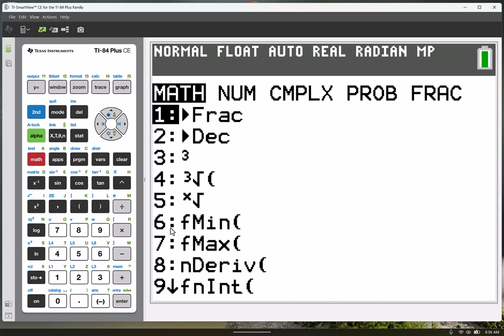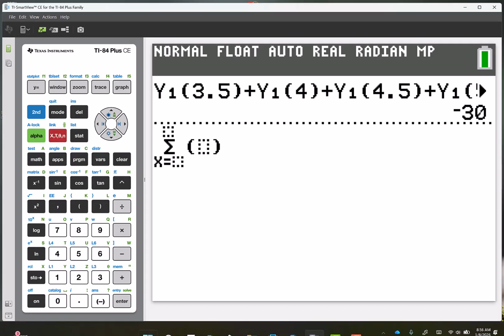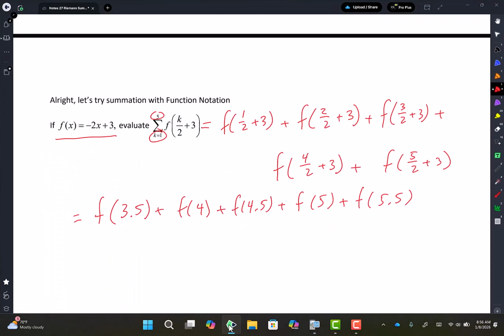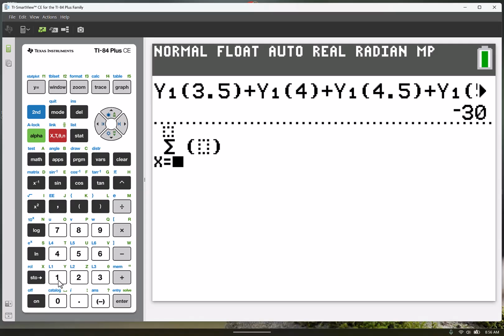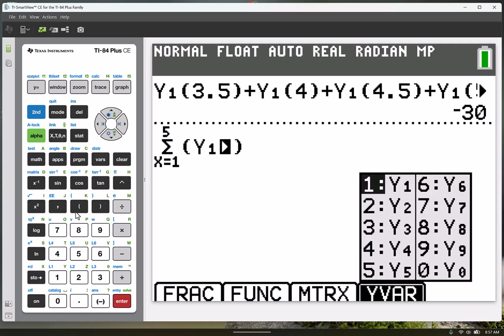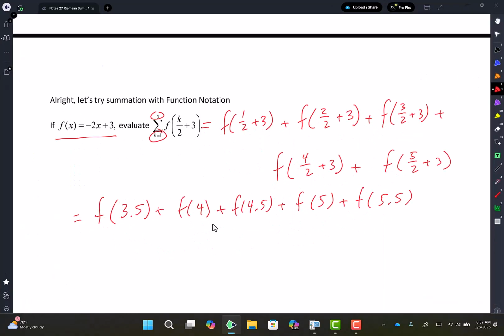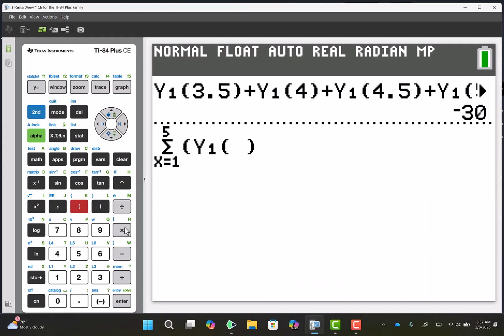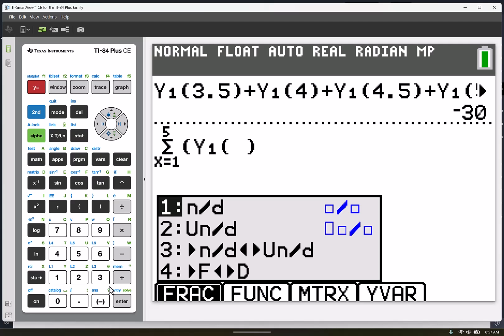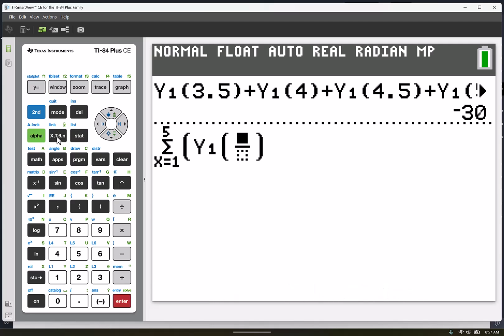Now let's see what happens. Math, number 0. So from x equals from what to what? 1 to 5. And then look, guys, I can type in y1 in here. Alpha trace y1. And I can just type in the expression on the inside. What was the expression? x over 2 plus 3. So look, alpha y equals enter. So I can get that fraction. x over 2 plus 3. And close it, and then that should work.